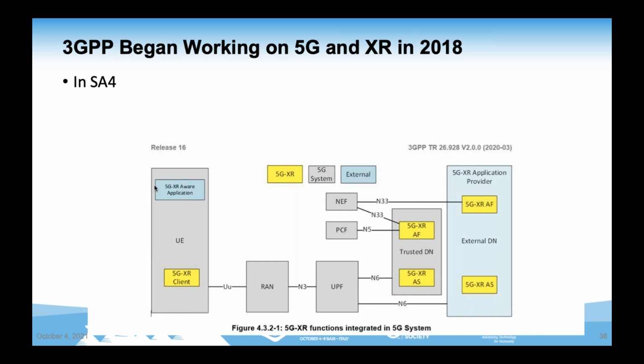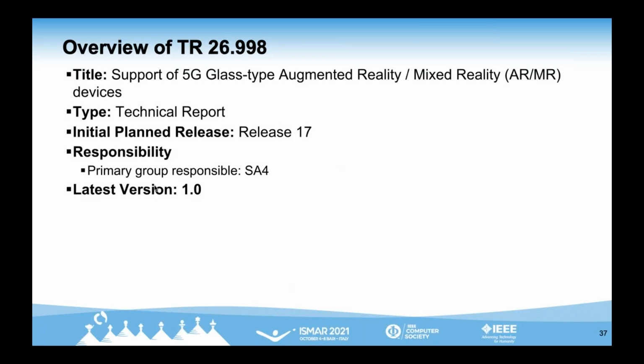So the work started 3 years ago with the development in the specification group activity 4, which is content formats and codecs. And they defined this very general functional architecture for how XR could work in a 5G system. But for the last 12 months, actually, since fall 2020, and it's very active at this time, there's been work on a technical report, which is a precursor to a standard.